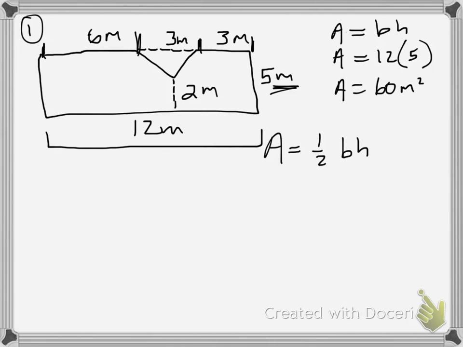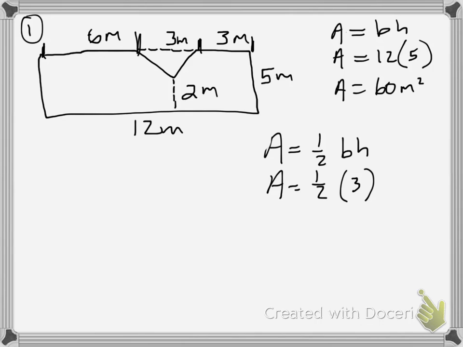So now that's my triangle's base. So I'm going to add that in right now on my substitute step for this formula. I know the base is 3. What about the height? Again, the height is not shown, but there's enough information here on the drawing for us to figure it out. The height of the whole rectangle is 5.